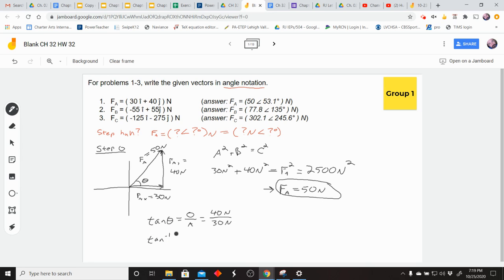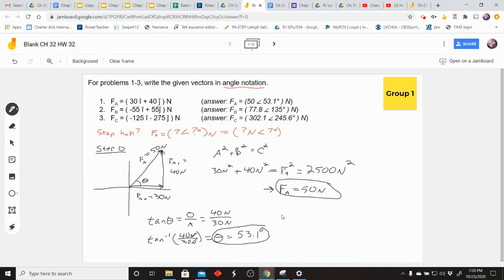So what this means is that inverse tangent of 40 over 30, and the newton part will just cancel, will give you theta. If you ask your calculator to do this, inverse tangent, 40 divided by 30, you get 53.1 degrees. So obviously very important that you have your calculator in degree mode for doing this. Okay, so we have both parts of this.